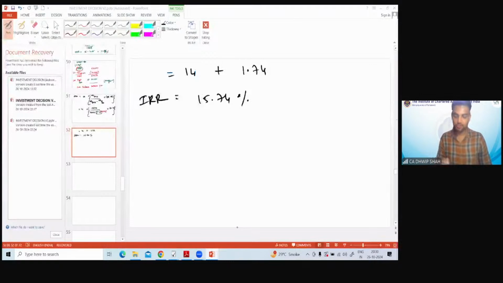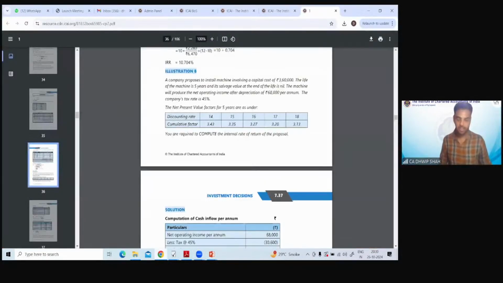You are free to use any gap, but the question will give you some hints. Here it is giving the hint that IRR is from 14 to 18%. So your trial one has to be at 14%. Your trial two can be at 15, 16, 17, or 18. But it cannot go beyond 18 because the question has not provided the PVF factor beyond 18%. Okay, understood IRR technique? Any questions?